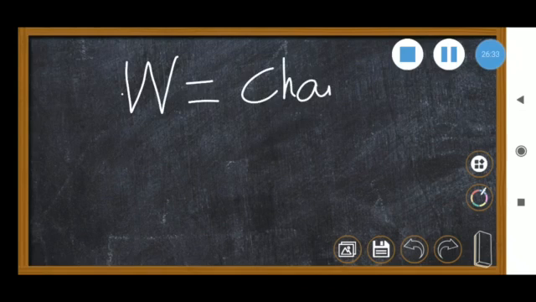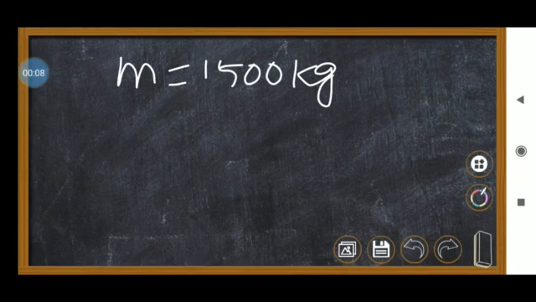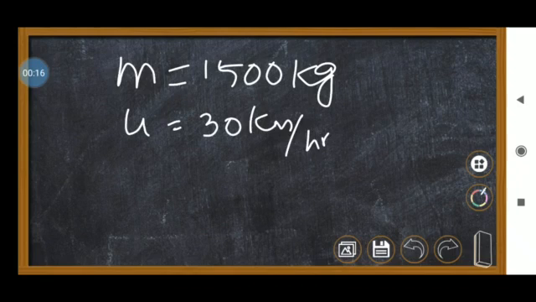As I said, work done is equal to change in kinetic energy. Remember that, work done and energy, as I said, are both equal. So how much work is done means how much change in energy. The second problem: the car has mass 1500 kg, and it is moving from a speed of 30 km per hour to 60 km per hour.